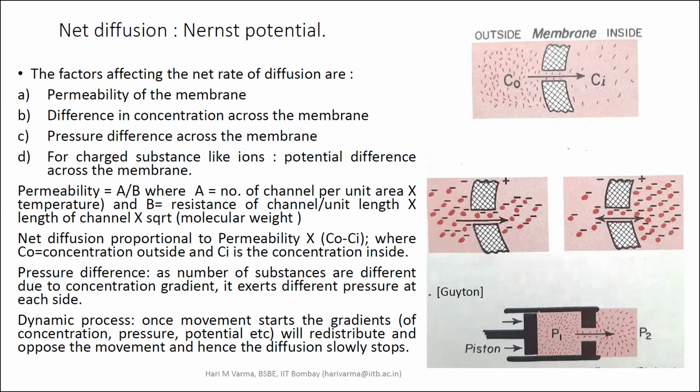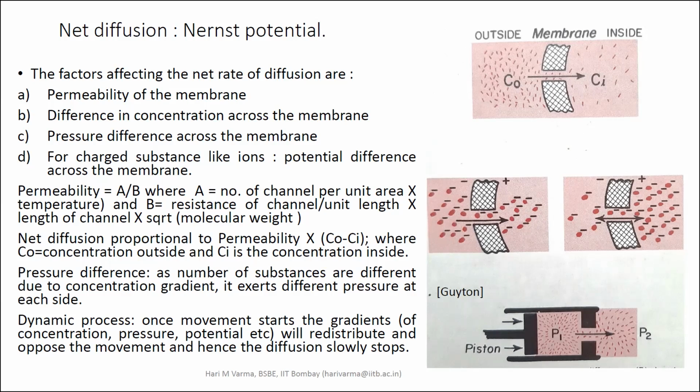But it is directly proportional to the number of channels. If there are a large number of channels, there is a chance that it can be fast. So permeability is something that is important, and it can vary for different materials. Then there is the difference in concentration, for which I have already given you examples. Then pressure difference, of course. When the same material is present in large amounts in one region, there will be a lot of pressure, and that can cause movement.